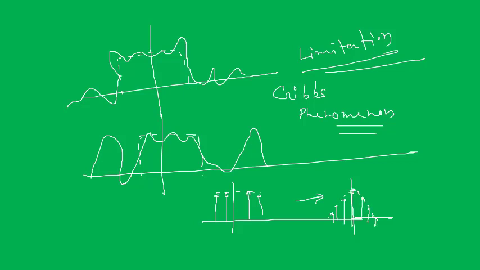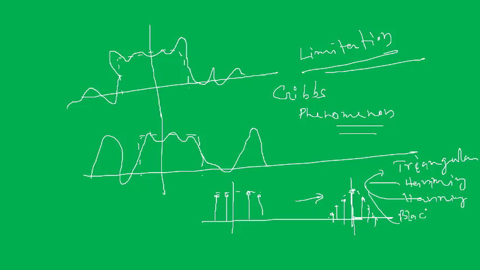Based on that, there are different kinds of windows: the triangular window, then the Hamming window, then the Hanning window, then the Blackman window, and the Kaiser window. We shall be discussing all of these windows in our next lecture. All of them have some advantages and some limitations, and we will also summarize that later on.